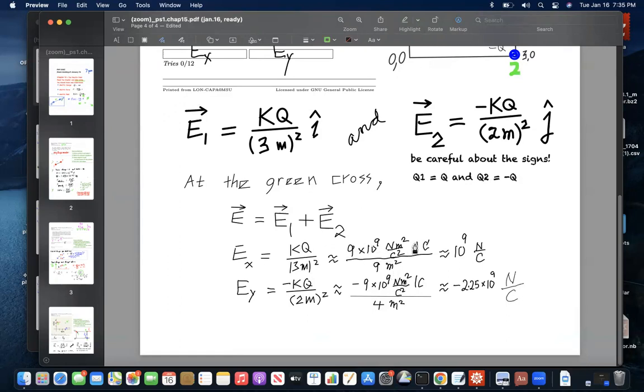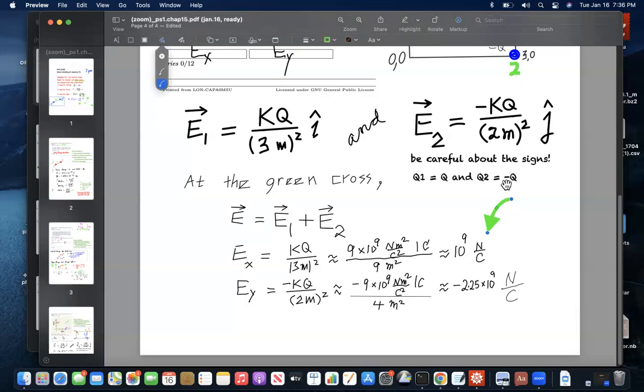So now we have a number with a unit. The number is 9 times 10 to the 9 divided by 9, so the number is 10 to the 9. The unit is Newton meters squared divided by meters squared, so the meters squared cancel. Divided by Coulomb squared times Coulomb, so there'll be one power of Coulomb in the denominator, and then Newtons in the numerator. So Ex will be 10 to the 9 Newtons per Coulomb. And Newtons per Coulomb is one way to express the unit of electric field.